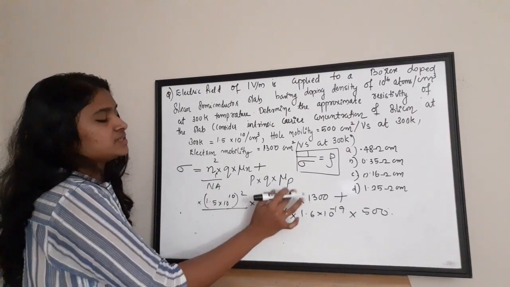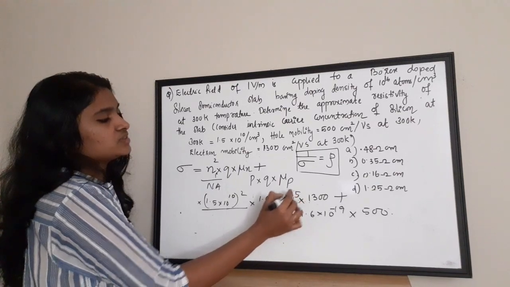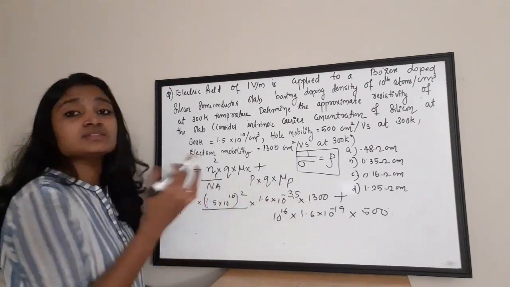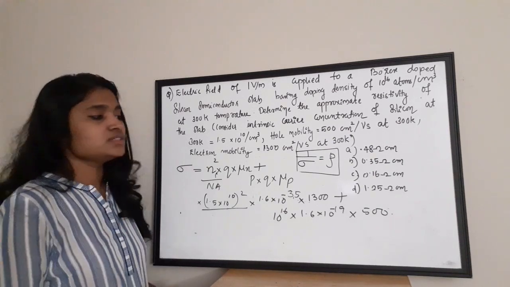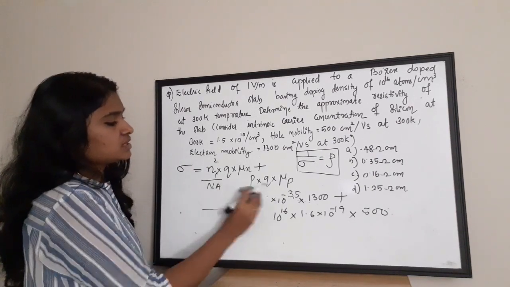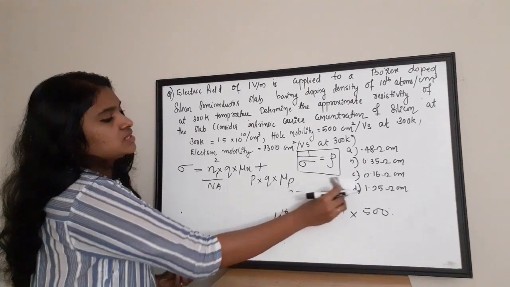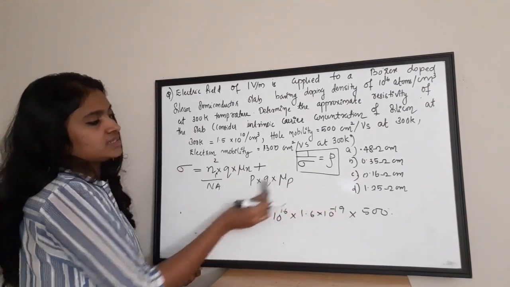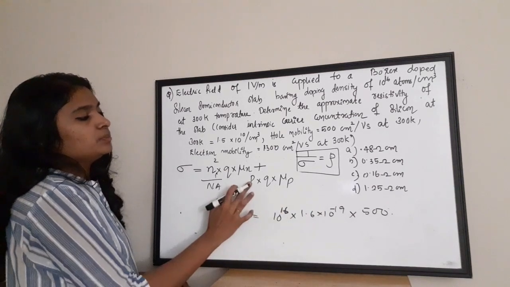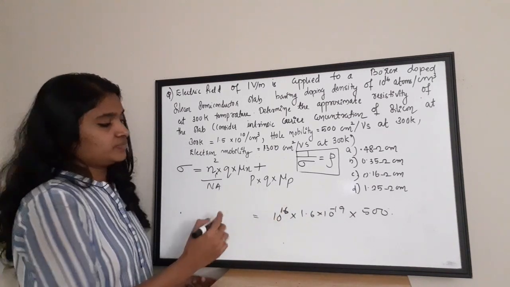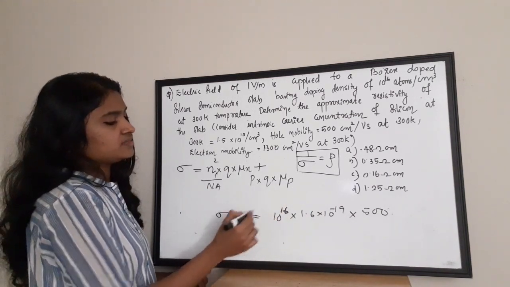So I can replace it here, 10 raised to minus 35. So this term into 10 raised to minus 35 means it is a very small quantity, and hence you can ignore the terms associated with the electrons' conductivity. Now only the rest is the p into q into mu p term. So this will contribute to your conductivity.